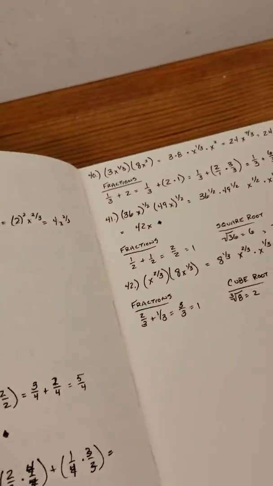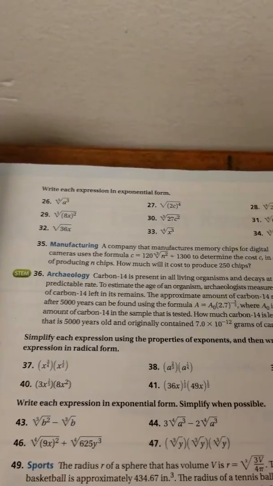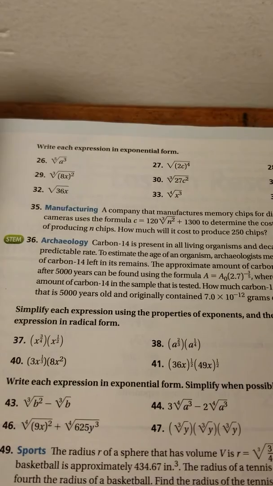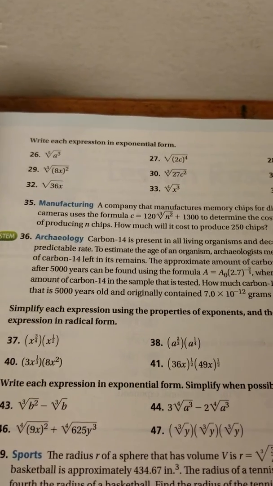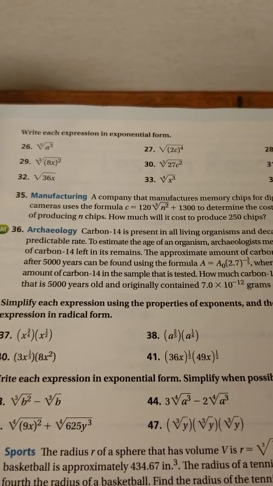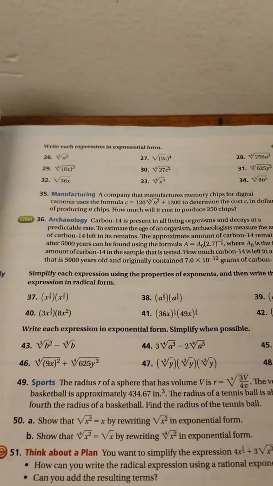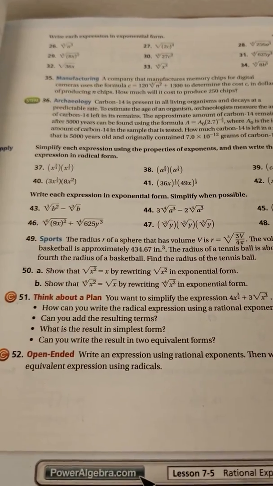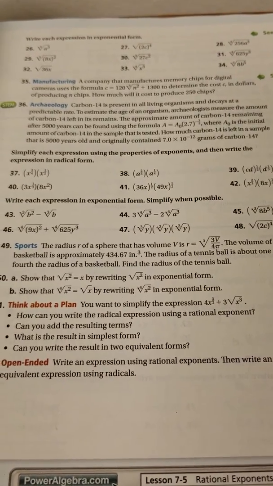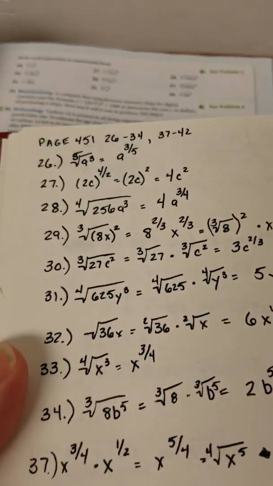So let's look at the problems that we had to do here in class. We did 26 through 34, and in that problem we write each expression in exponential form. So we're going from radical form to exponential form. Then 37 through 42, we're simplifying the expression using the properties of exponents and then writing the expression in radical form.